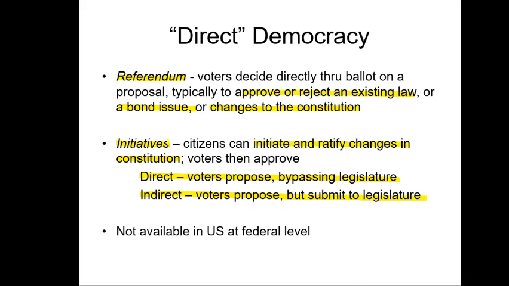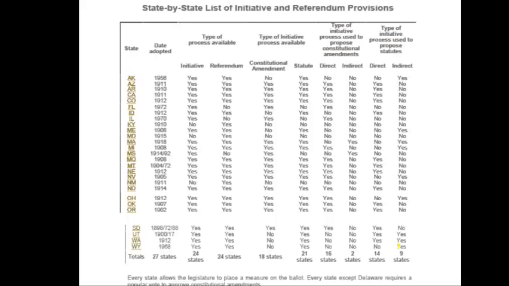Now keep in mind, these referendum and initiative options are not available in the United States at the federal level. We do not have a method of bypassing the United States Congress with a referendum or an initiative like you do in the states.